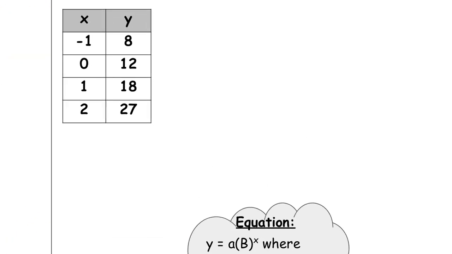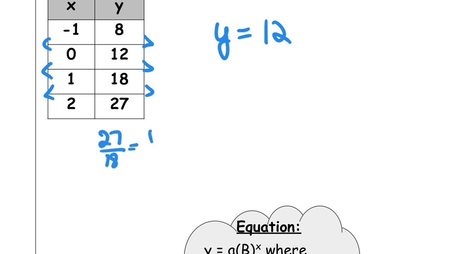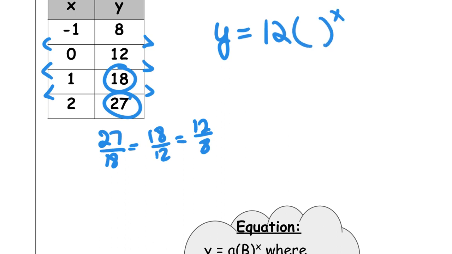Okay, so looking at this, we have a table. Can you tell me the A value based on this table? 12, very good. Now I want you to look, are these all going by 1? Yeah. They're all adding 1, right? If they're all adding 1, then you can take these and just figure it out. You can do that by taking 27 over 18, which will equal 18 over 12, which will equal 12 over 8. So notice all I did was take this one and divide it by that one.